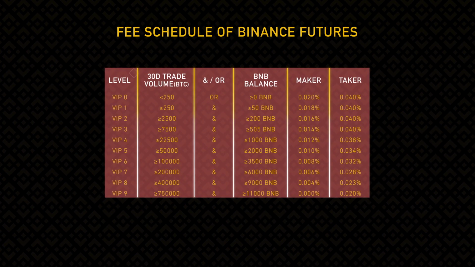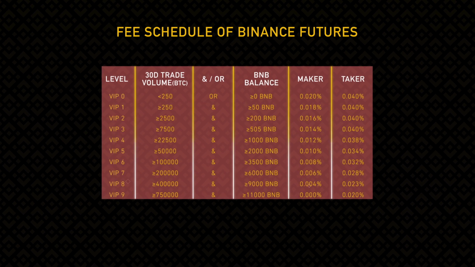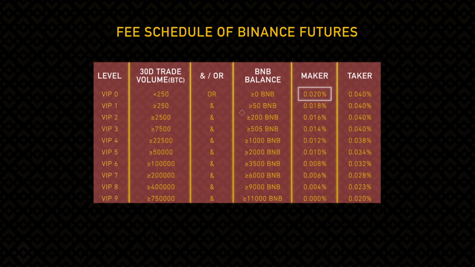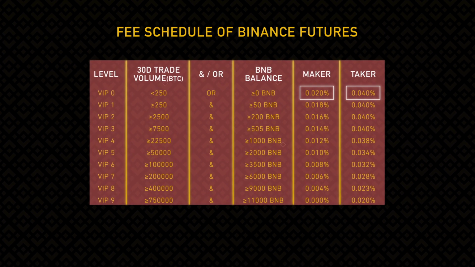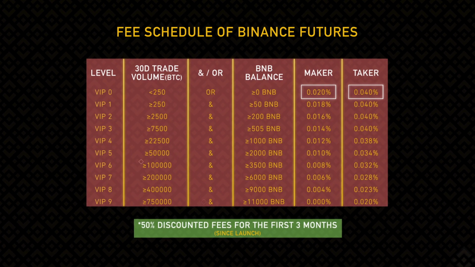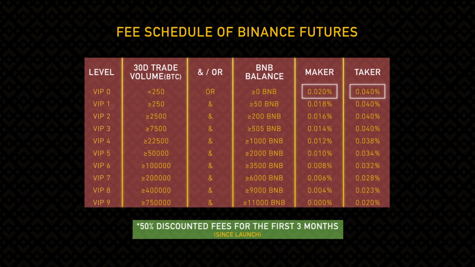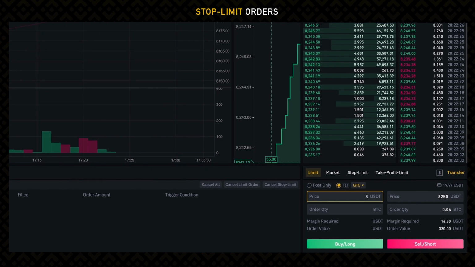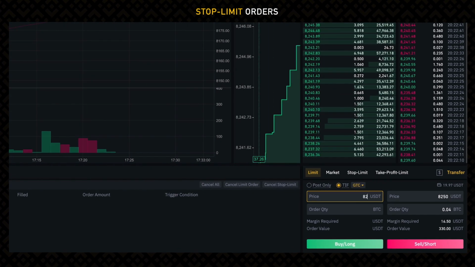That's how a fee schedule for Binance Futures looks. As you can see, market makers who place their orders with limit price are paying less in fees. Also, all users are getting 50% discounted fees for the first 3 months. This time, let's make a limit order and go over stop limit and take profit orders.